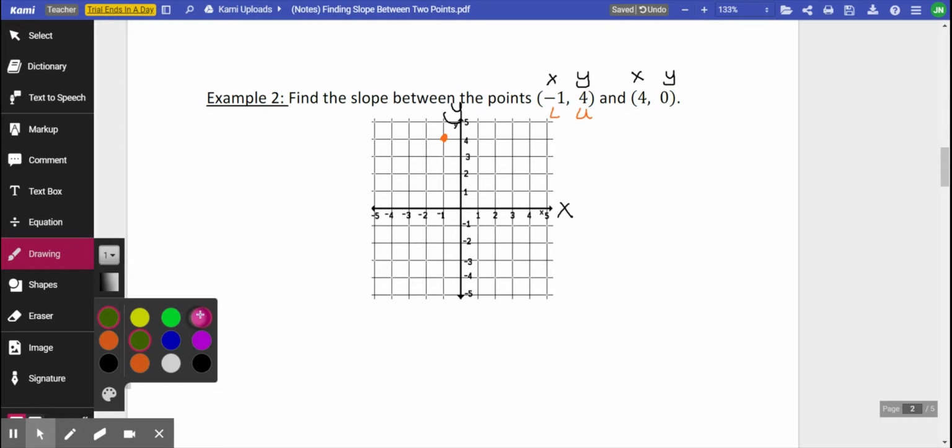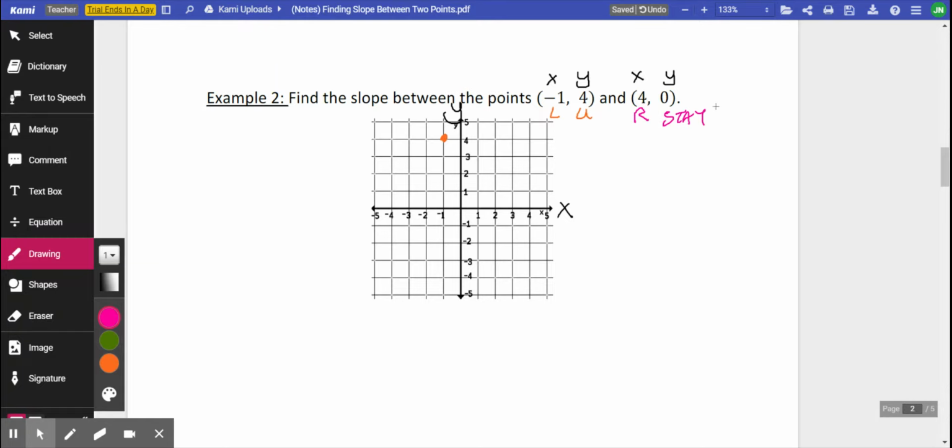If we graph the second one, the first number corresponds to either the left or the right side. Left negative, right positive. So this will be to the right 4 spaces. And then the second number corresponds to up or down. Since we don't have a negative or a positive, the number 0 basically doesn't need a sign because you don't really go anywhere. So we stay where we are. So we neither go up or down.